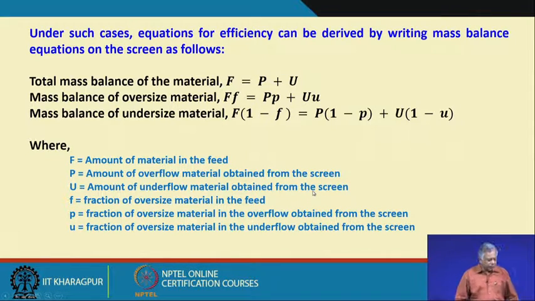Because if I am processing 100 tons of material, if F is equal to 100 tons, then if it is perfectly mass balanced, suppose I am getting 60 tons in the overflow, then I should get 40 tons in the undersized fraction. So, that is the meaning of F is equal to P plus U.